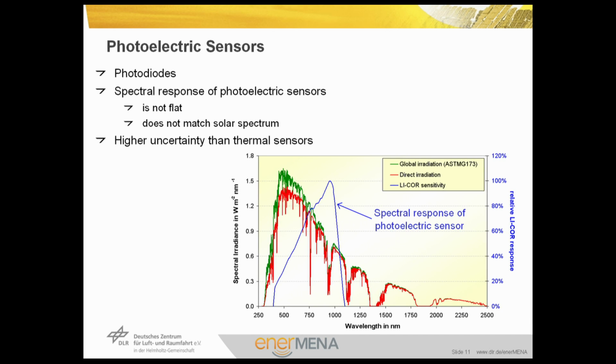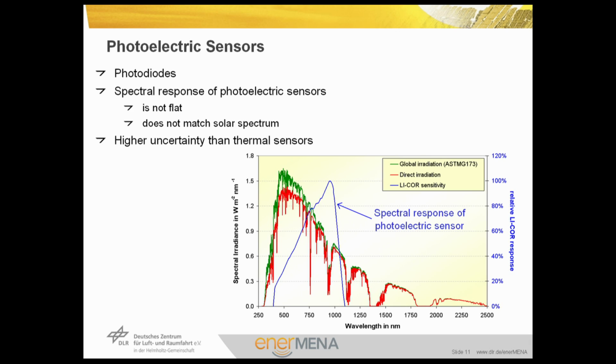There are also photoelectric sensors, so instead of a thermopile, the sensor element can also be, for example, a photodiode. The spectral response of photoelectric sensors is not flat and it does not match the solar spectrum. This can be seen in the graph. On the left y-axis we see the spectral irradiance in watts per square meter and nanometer. On the right y-axis we see the relative Licor response. So the Licor pyranometer is one example for a photoelectric sensor that is shown here. The x-axis shows the wavelengths of the light in nanometers.